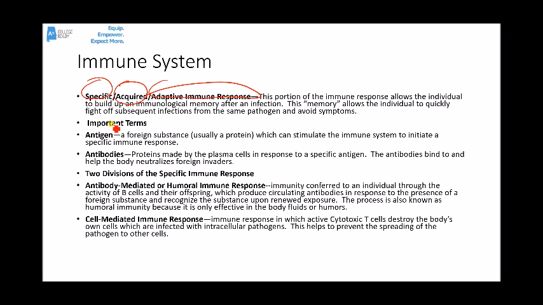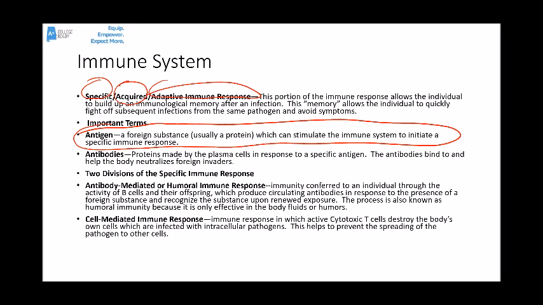So 2 keywords. An antigen is a foreign substance, usually a protein, which can stimulate your immune system to initiate an immune response. An antibody, on the other hand, is a protein made by your body, made by the plasma cells, a type of B cell, in response to an antigen. They bind to very specific antigens, and in one way or another, they help your body to neutralize and get rid of that antigen, that invader.